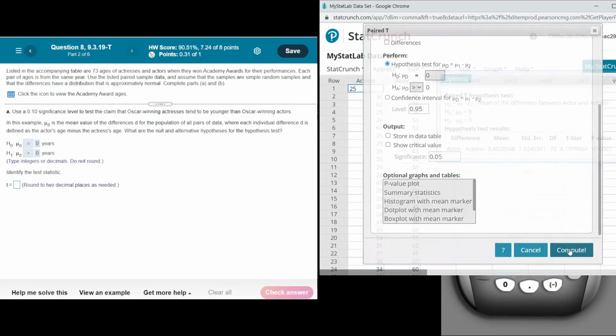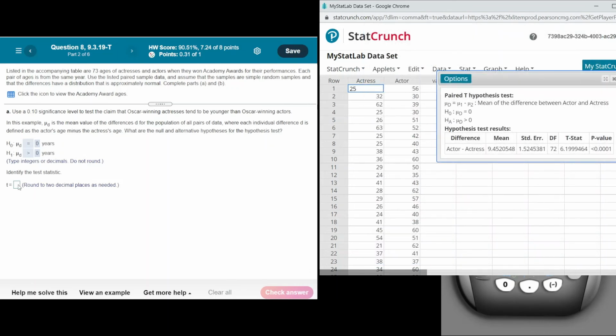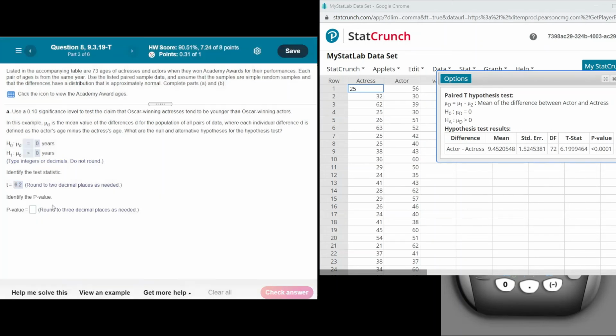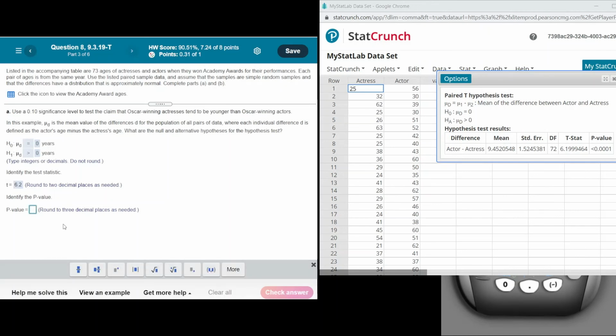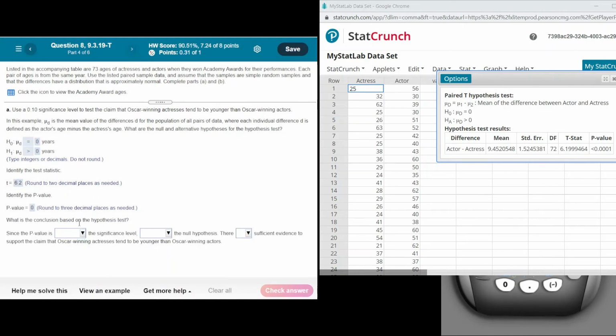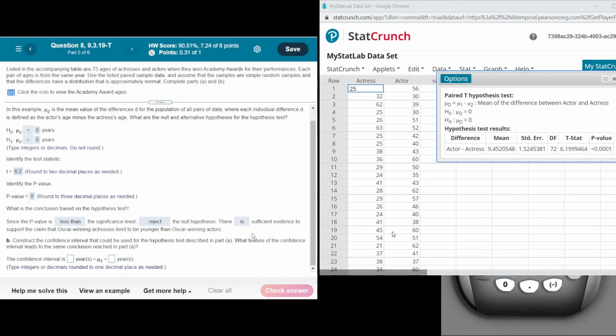And yeah, hit compute. So there goes the test statistic, 6.2. And the p-value is going to be less than 0.0001. So that's just 0, blah, blah, blah. The p-value is less than the sig level. So we're going to reject, and there is sufficient evidence. Yeah, you know it. I'm just so turned off.